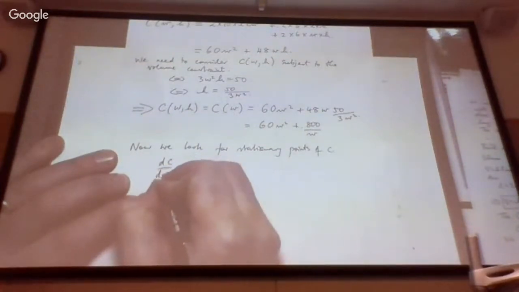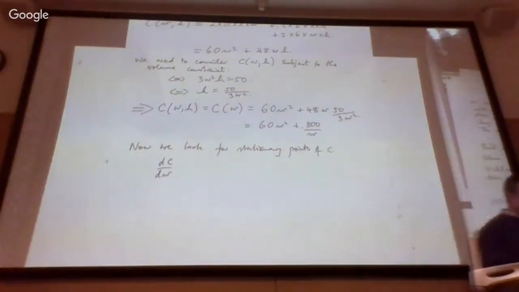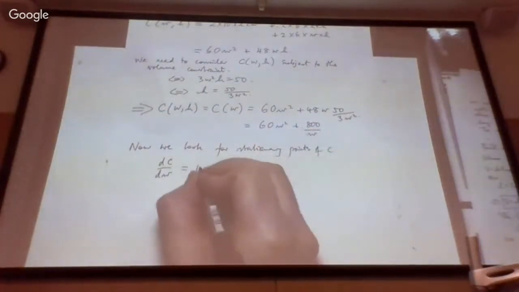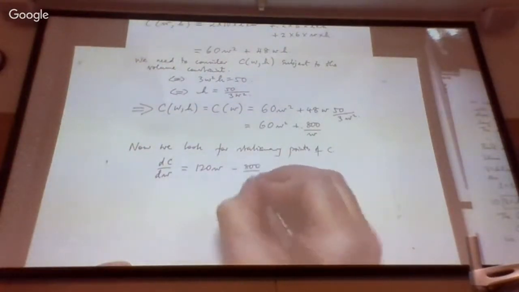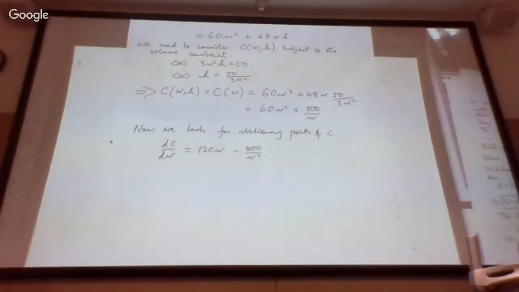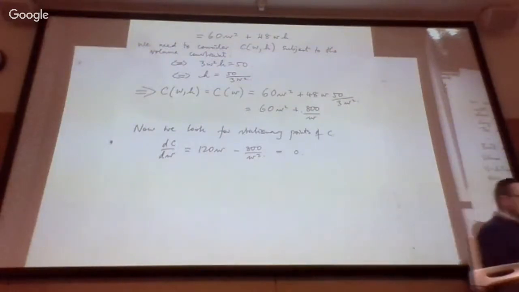So we differentiate C. We're looking at dC dW. The derivative dC dW, well, differentiating 60w squared, so 120w. And we're differentiating 800 over w, which will be minus 800 over w squared. And we're seeking stationary points. So we must solve this equation equal to zero. That's the definition of a stationary point.